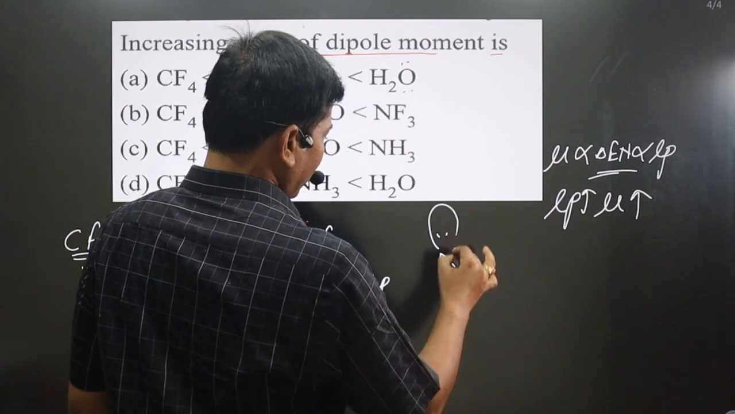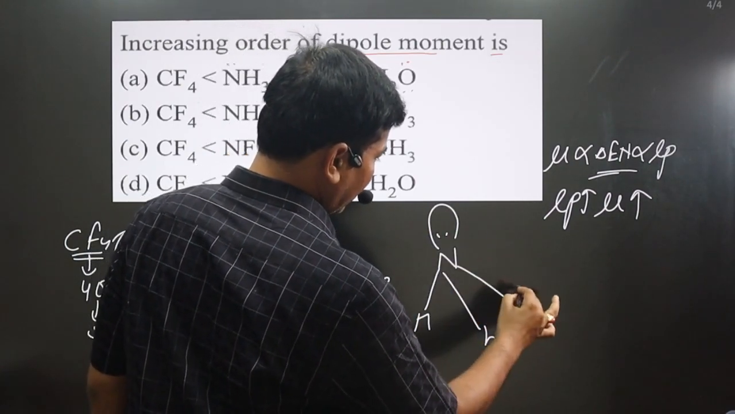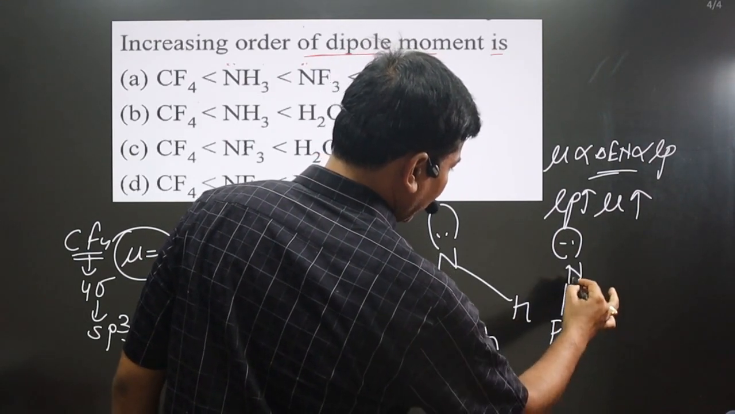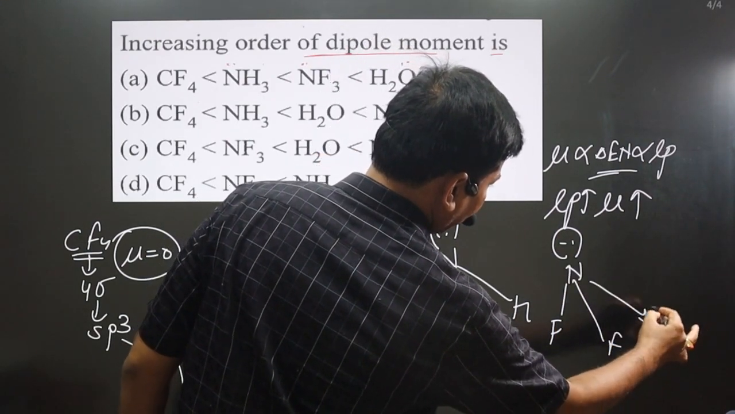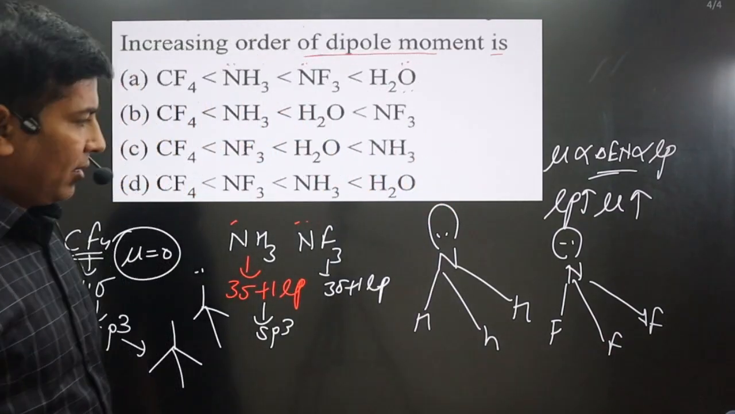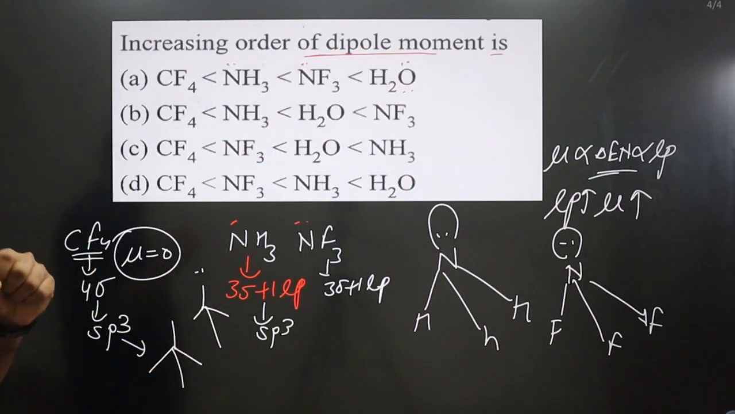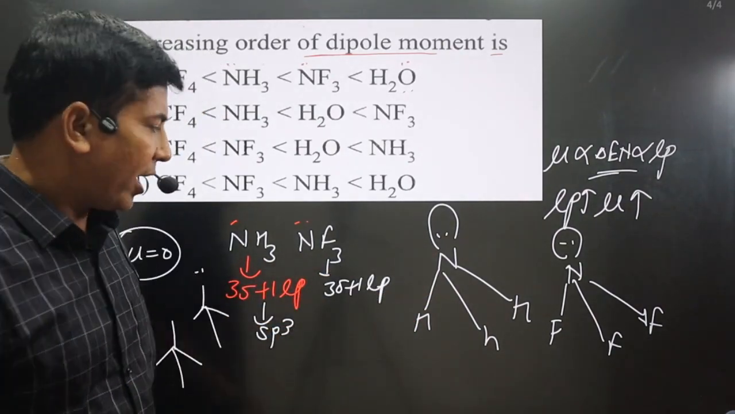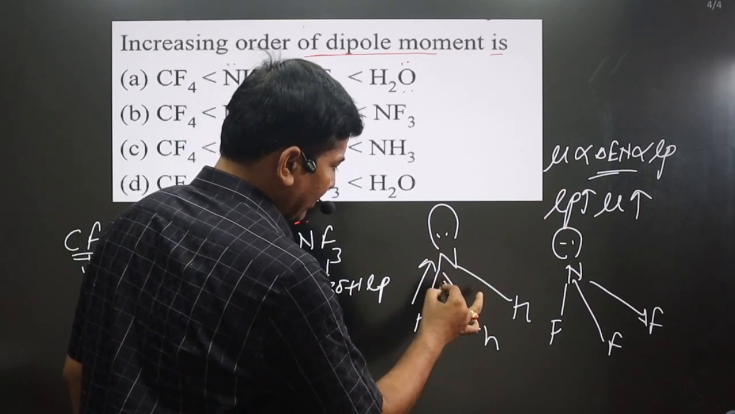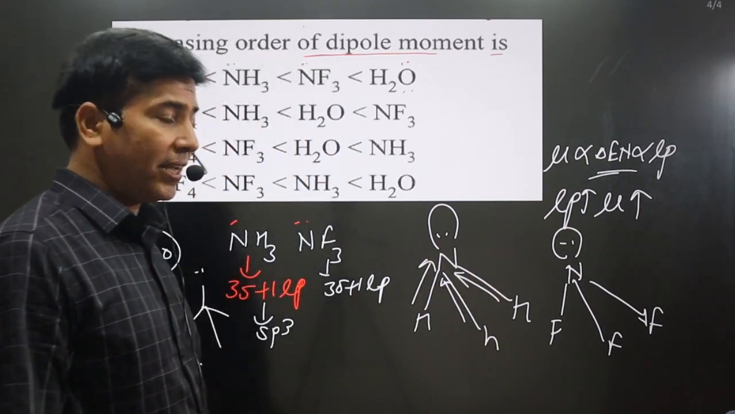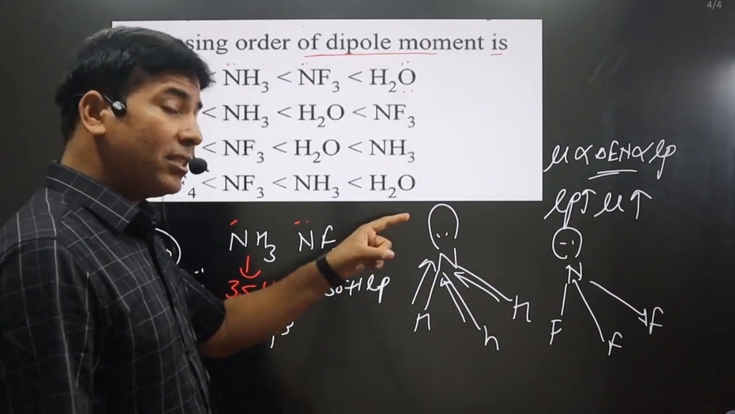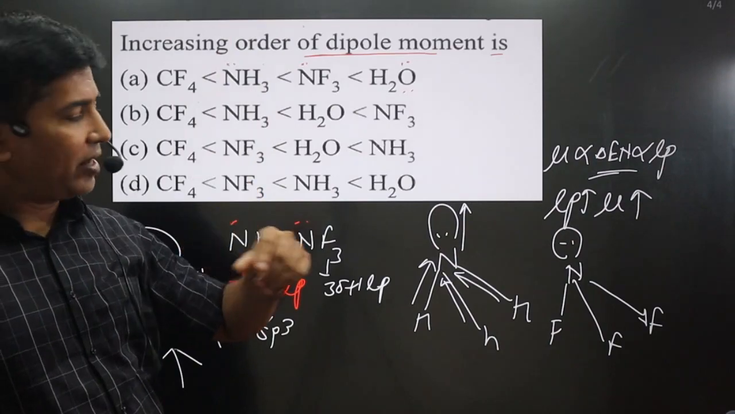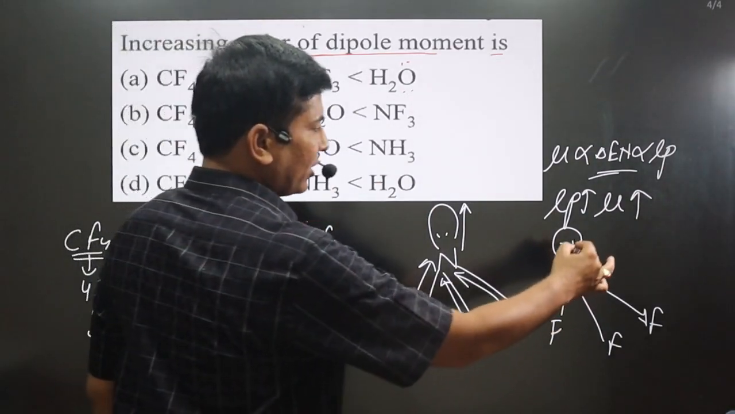We can draw it. Nitrogen is there, this is the lone pair, and this is hydrogen. In case of NF3, the lone pair is there; lone pair position is always at the top. This is F and this is F. Now, if you show the dipole moment, nitrogen is more electronegative than hydrogen, so we show the dipole moment in the direction the electron density is moving. And in case of a lone pair, we always show the dipole moment towards the upward direction, towards the lone pair. Here also we can show.